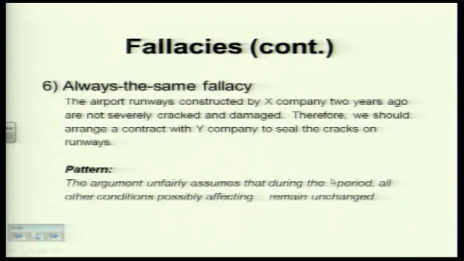Always the same fallacy: what happened in the past would be taken as the same for the future. Okay, and you can attack that fallacy as well.